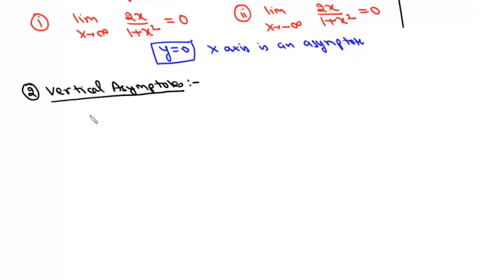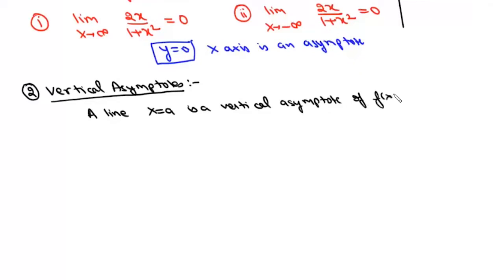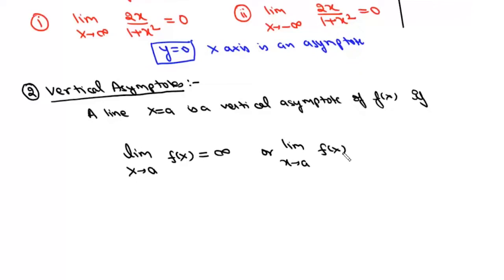Now for vertical asymptote, we say that a line x equal to a is a vertical asymptote of a function f(x) if this limit, x tends to a, f(x), is equal to plus infinity, or this limit, x tends to a, f(x), approaches minus infinity, or any of the one-sided limits also approaches plus infinity or minus infinity.